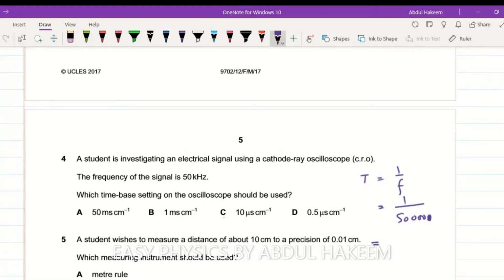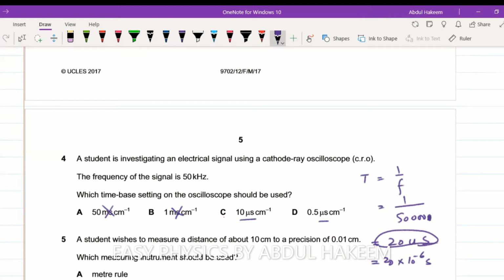So the answer will be 1 divided by 50. It is coming 20 microsecond because the answer is 2 into 10 power minus 5, or 20 into 10 power minus 6 second, 20 microsecond. So this is millisecond, and this is micro, this is micro. So we can take this one.